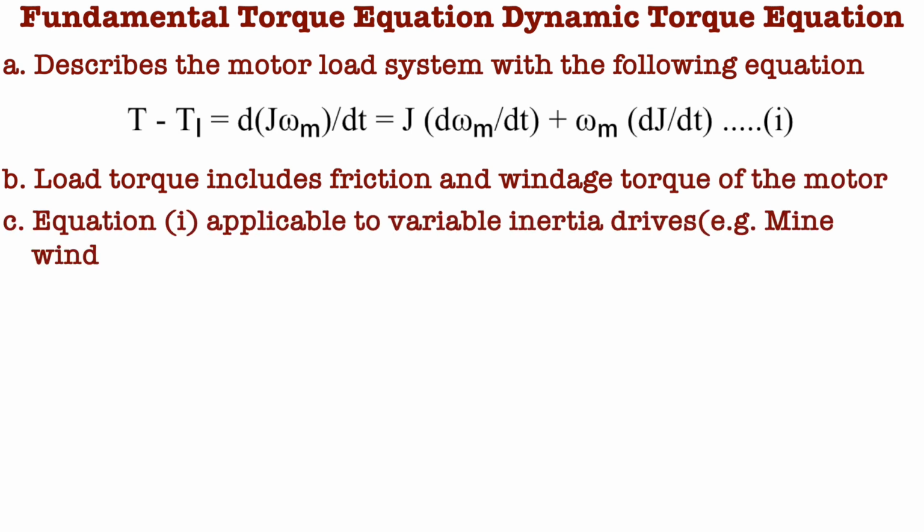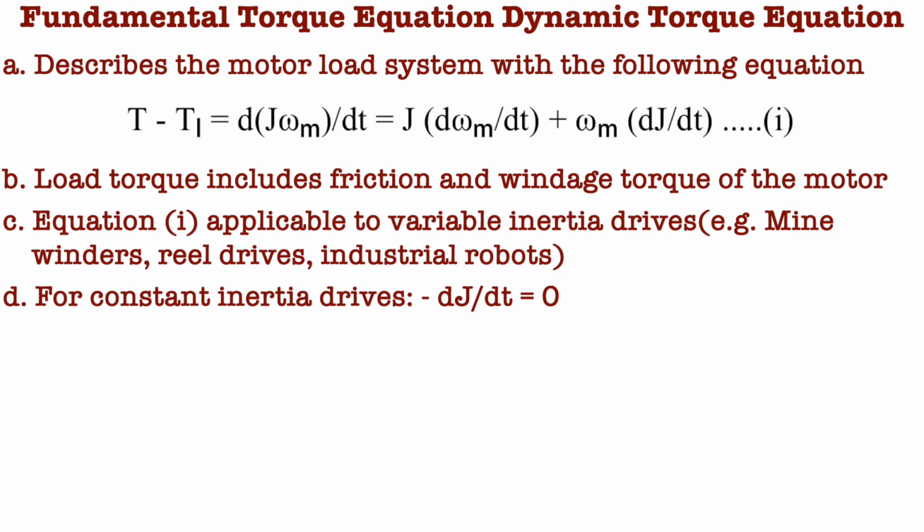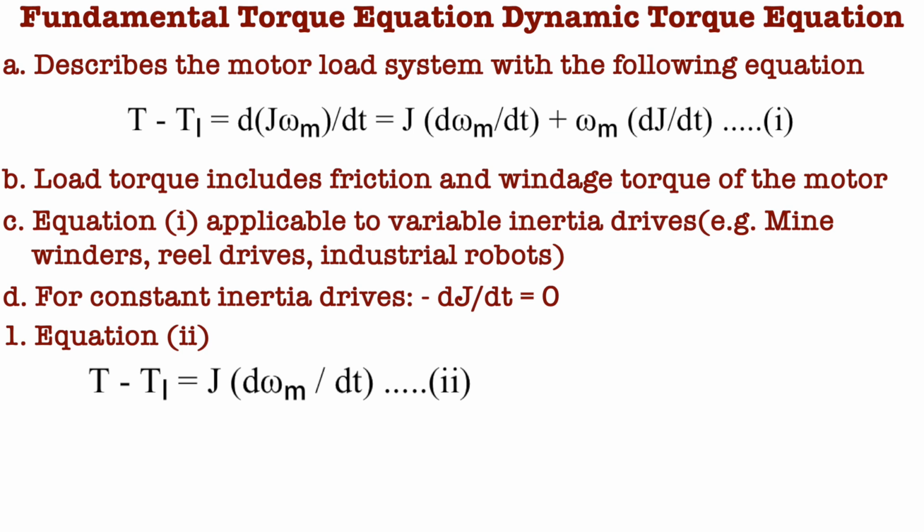Now, as you can see, the difference between the torque and the load torque is given as the time derivative of the product of J and omega m. So, if we differentiate that, we will get J d by dt of omega m plus omega m d by dt of J. This equation is applicable to variable inertia drives such as mine winders, reel drives, industrial robots, etc. For drives where dJ by dt is equal to 0, which means that the inertia remains constant, T minus TL is given as J d by dt of omega m.